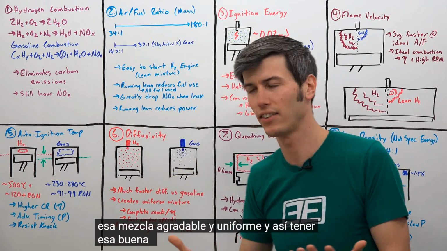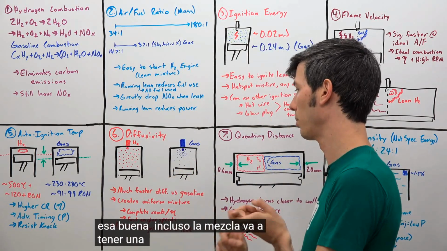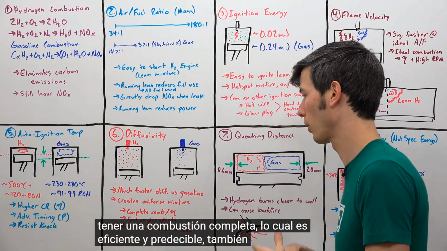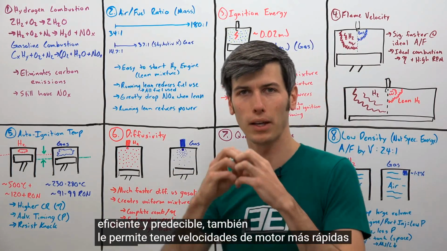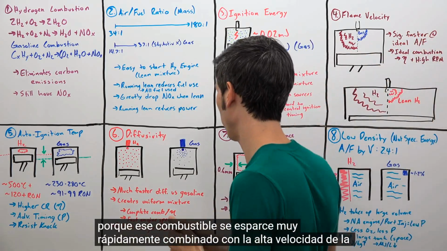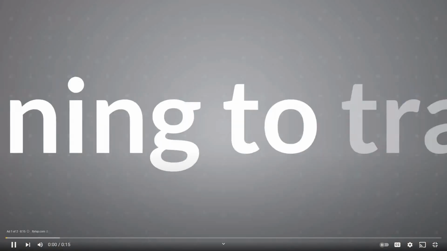And so by having that nice even mixture, you're going to have complete combustion occur, which is efficient and it's predictable. It also allows you to have faster engine speeds because that fuel is spreading out very quickly, combined with your high flame velocity.